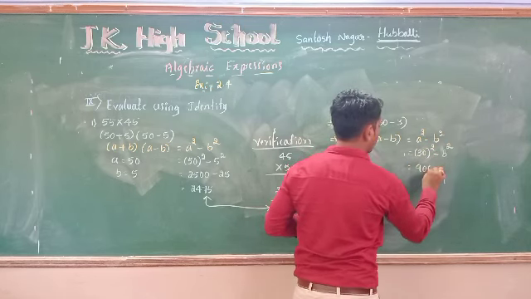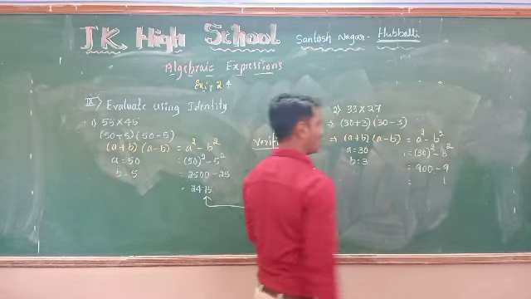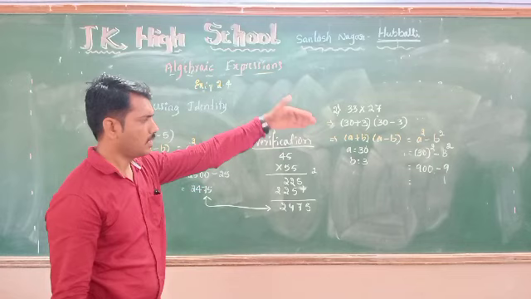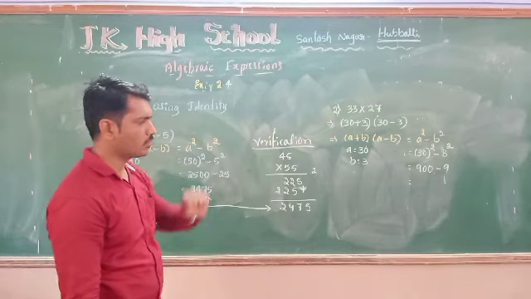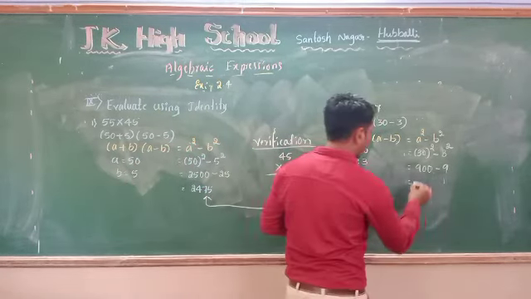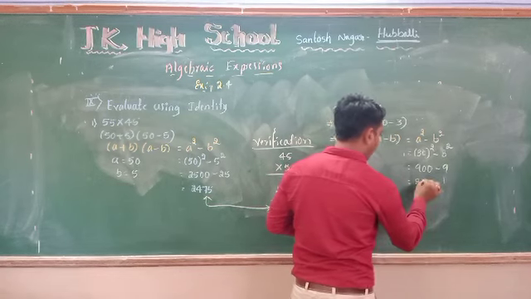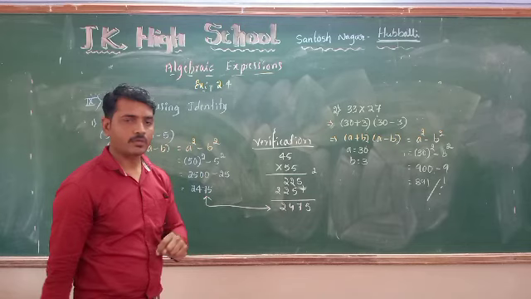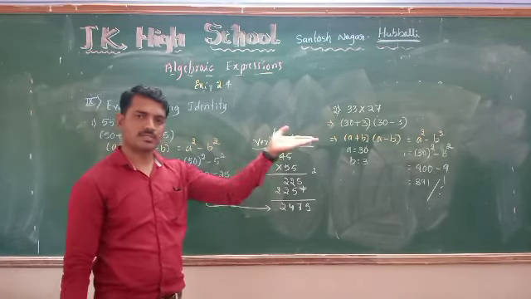30 the square is what? 900. 3 3s are 9. 30 the square is nothing but 900. 3 the square is 9. So what to do now? Subtract 9 from 900. 891. Correct? 891 plus 9, 900 will come.